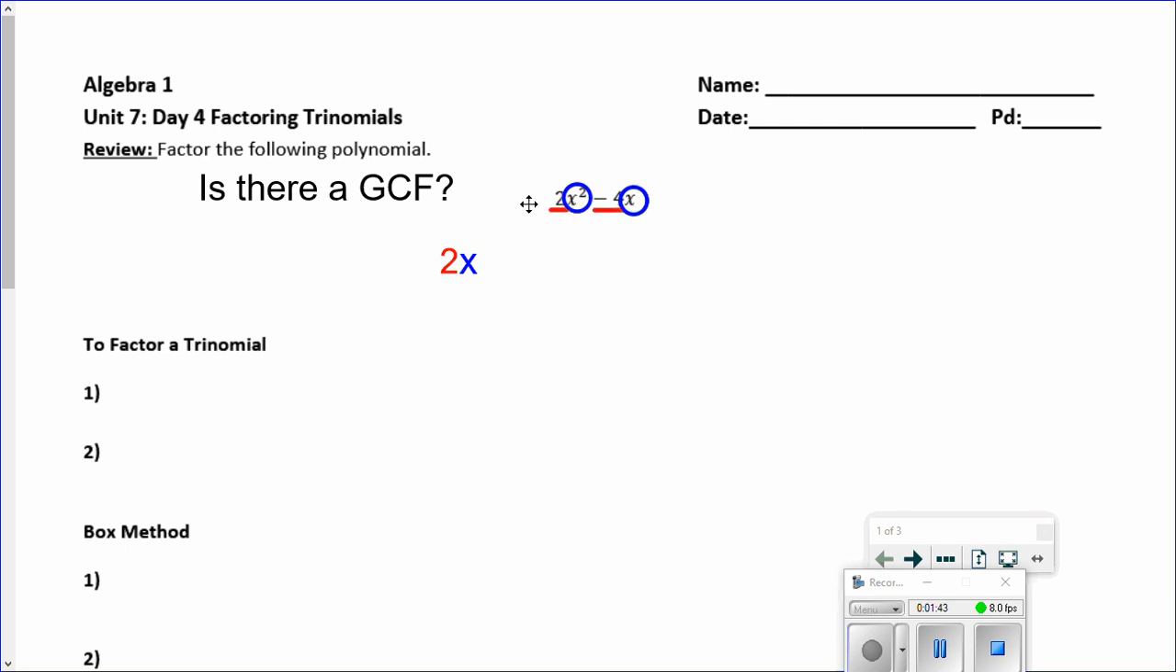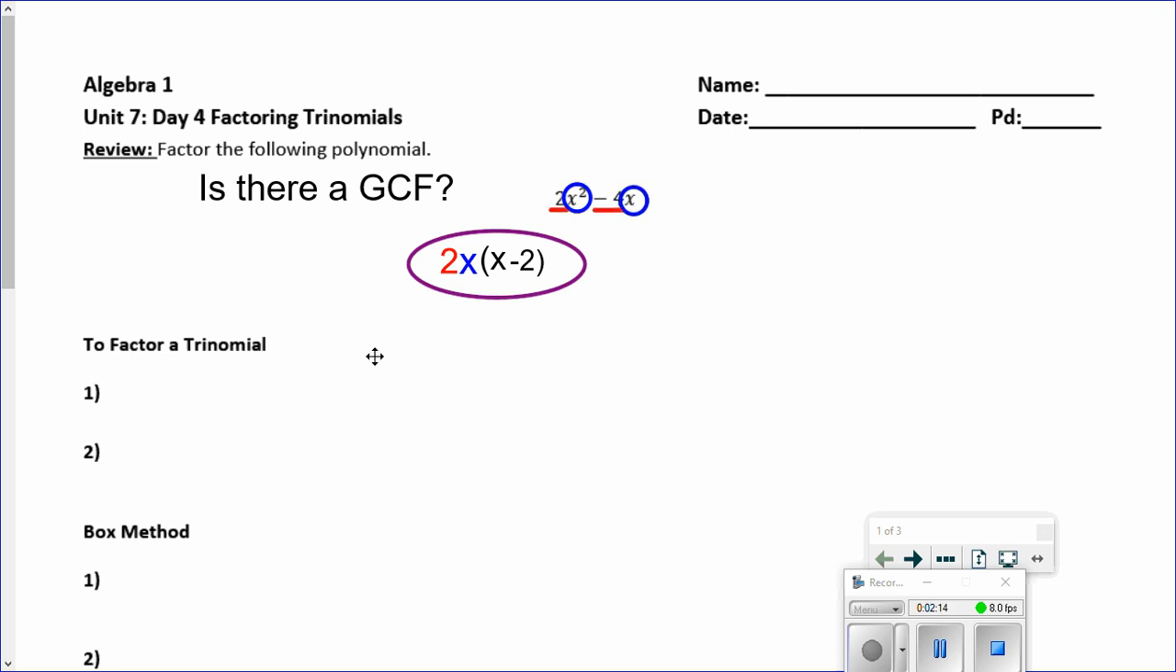So I'm going to divide each term by the GCF. 2x squared, well, 2 divided by 2 is just 1. X squared divided by x, I had 2, I took 1 out, so I'm left with a single x. Negative 4 divided by 2 gives me negative 2. I had 1x, I took it out, so I don't have any x's left, so I'm left with negative 2. So this is my factored form with the GCF and the leftovers, and that would be my final answer.